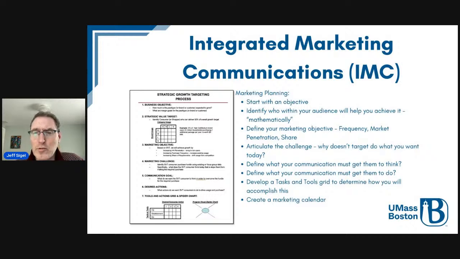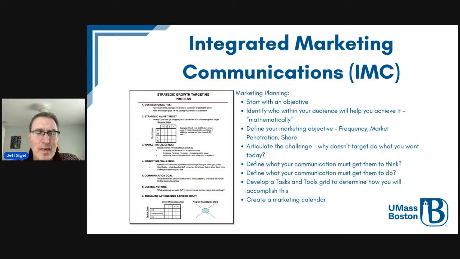And Kraft only allowed you to pick one of three. You could either focus on frequency, market penetration, or share. Frequency means I'm buying 3 bags a year, but I want you to buy 4. So I'm going to increase your frequency.